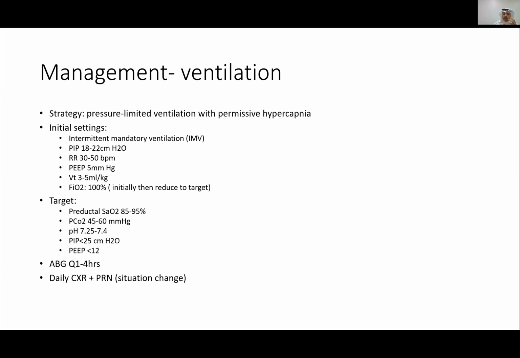You want to repeat a blood gas probably every 1 to 4 hours. And you want to get a daily chest X-ray plus X-rays whenever there is a sudden situation change.